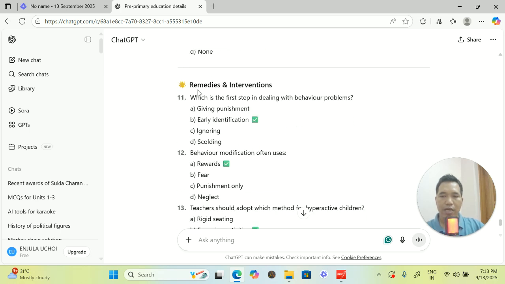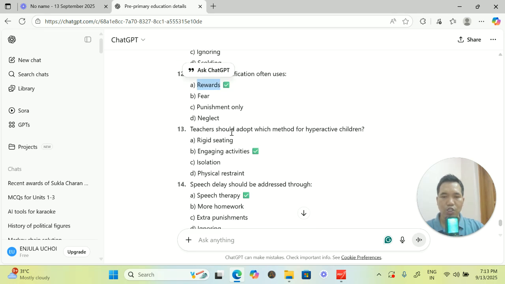Now, remedies and intervention. Based on remedies and intervention, if you look here, which is the first step in dealing with behavior problems? Early identification is one of the most important things. The earlier you identify the problems, the more likely you can come up with a solution. Fine. Then you see here, behavior modification often uses what type of rewards? It often uses rewards.